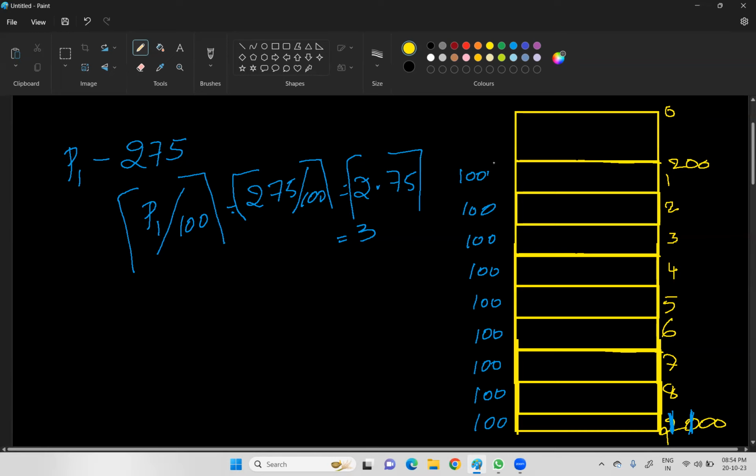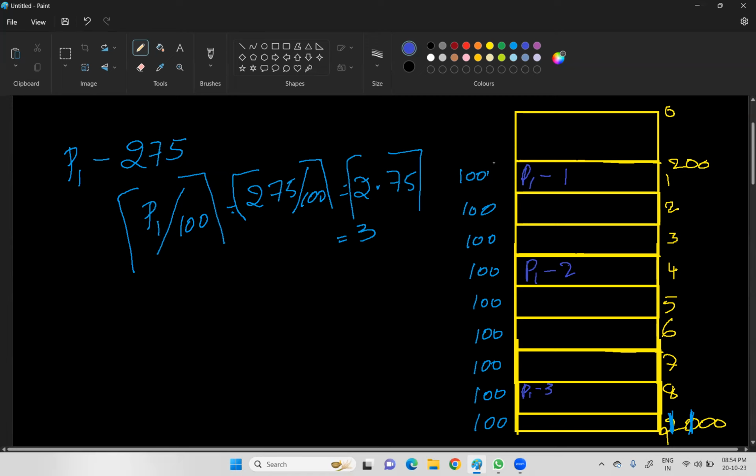It can be randomly occupied. So process one's first frame will be this one here. Process one's second frame will be this one. Process one's third frame will be this one. Look at this. So process one's third frame will be this one. Please write in a smaller way.